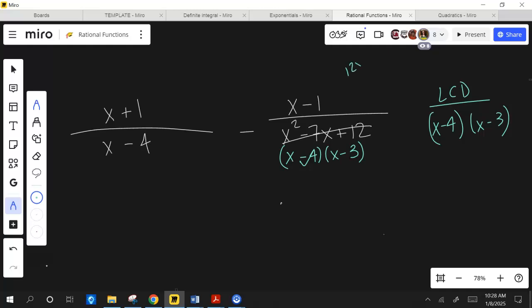What multiplies to 12x squared but adds to negative 7? 4 and 3. Negative 4, negative 3. All right. First fraction, what's it missing?